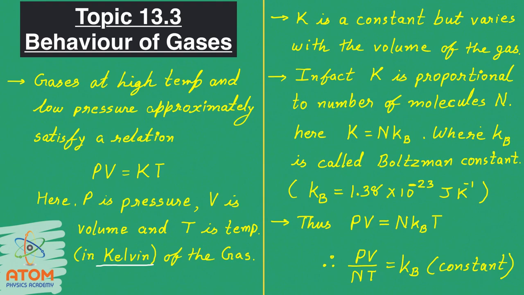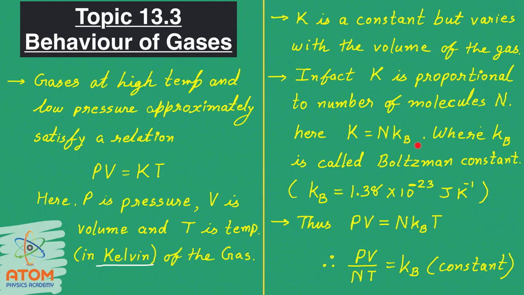It means it is found that if you take any gas at a high temperature and low pressure, then it will mostly follow this equation PV = KT. Here K is a constant, but it varies with the volume of the gas. In fact, K is proportional to the number of molecules, capital N. Obviously, when we say that K varies with volume, that means K varies with the number of molecules. So K is proportional to number of molecules, capital N. So now we can write K = N Kb.